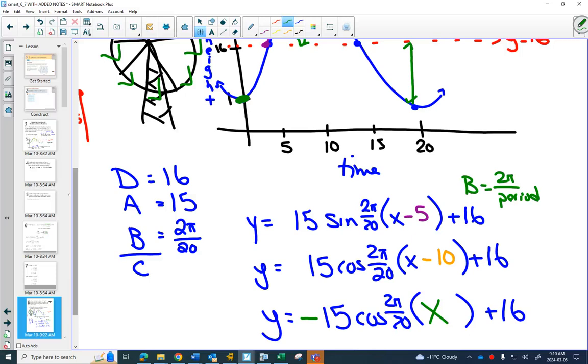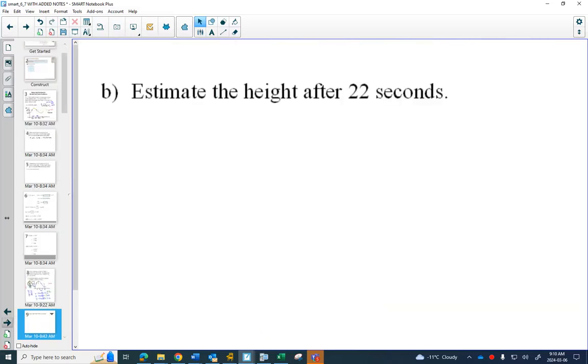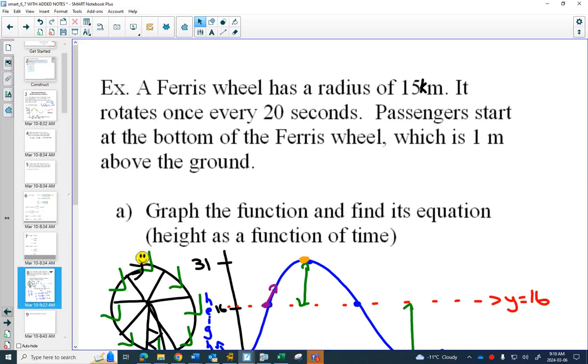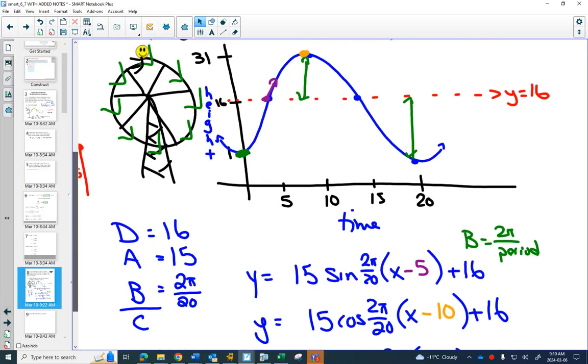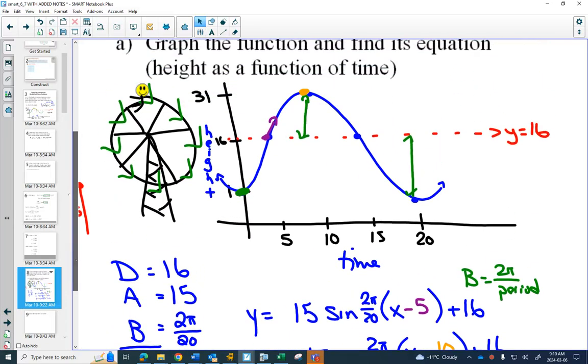Some people say, oh, I don't like starting with a negative out in front, it confuses me. But in this case, when you're starting at a minimum, it makes sense to use a negative cos graph. So sometimes on the exam, they'll say, can you write an equation with sine and with cosine? And then once you have that equation, we can answer some questions. So we're going to answer some questions both using the graph and using technology.